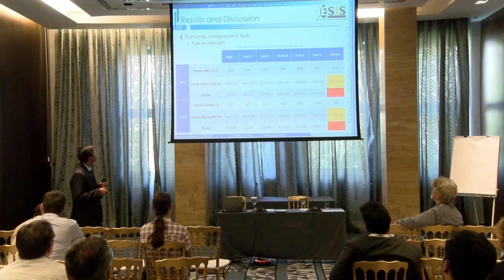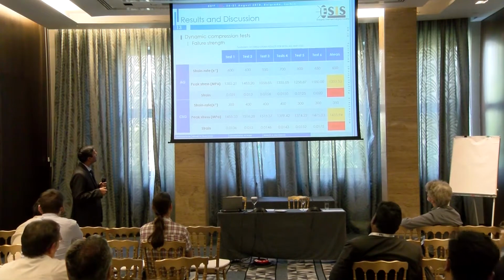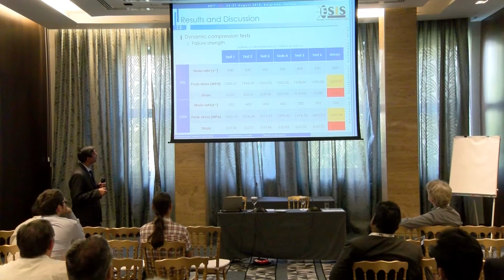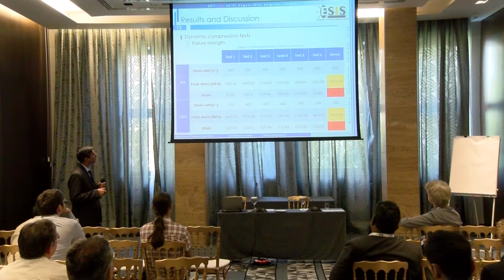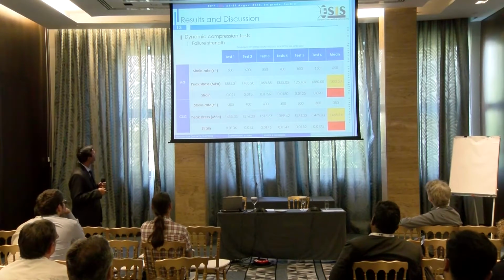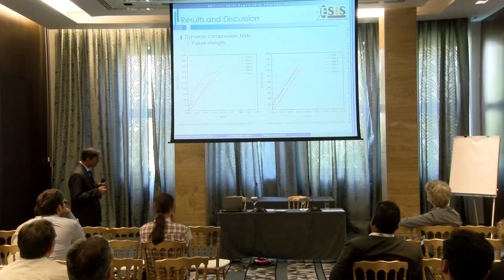These are just the average peak compressive strength values for both types of glass. In chemically strengthened glass, this value is somewhat 100 MPa higher than the annealed glass. These are the stress-strain curves which we obtained for both the materials during the dynamic compression testing.